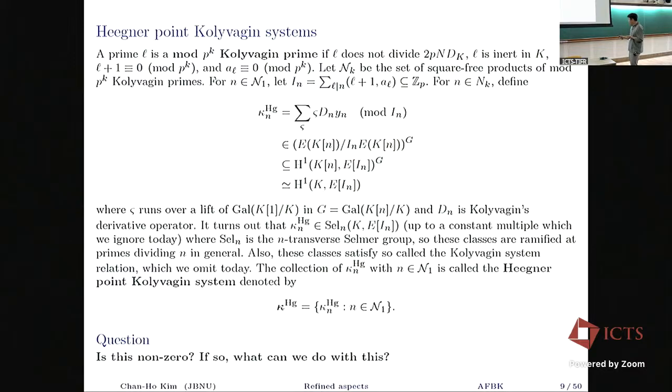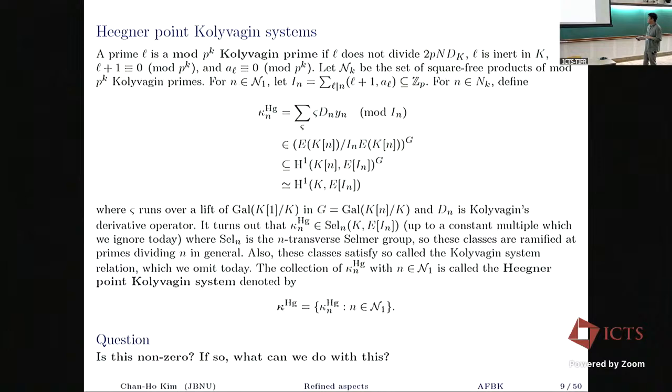And furthermore, one can prove that this kappa n actually lies in the n-transverse Selmer group. The transverse condition was introduced in Kurihara's talk about the Rubin-Rocher condition. There are some technical issues about the constant multiple, but we will ignore that today. Anyway, these classes lie in this Selmer group of n.